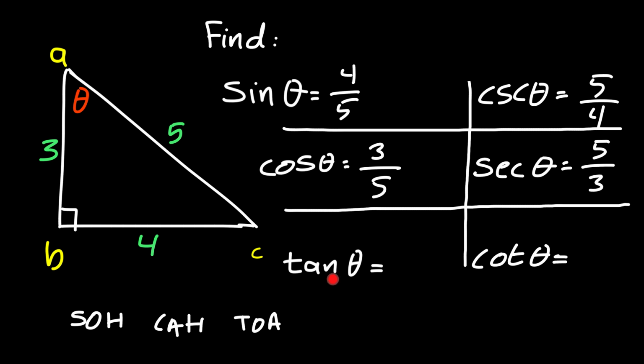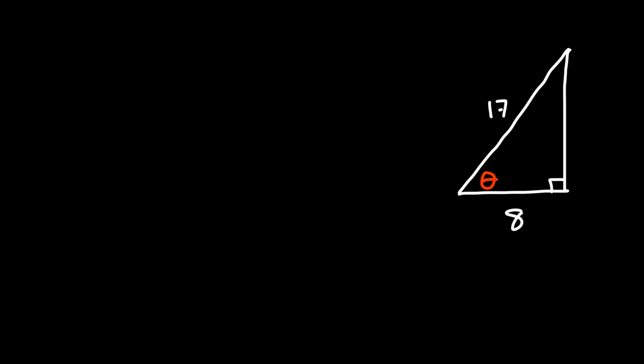For tan theta, tan, according to this, equals opposite divided by adjacent. Now again, the opposite will be 4, adjacent will be 3. So it will be 4 divided by 3. Cotangent will be simply inversing the fraction, which is 3/4. Let us take one more example.